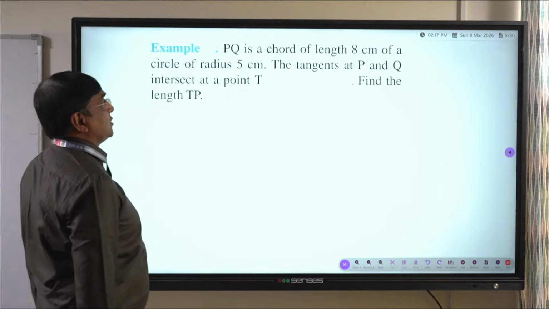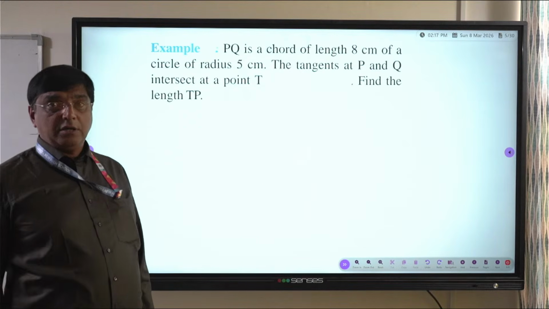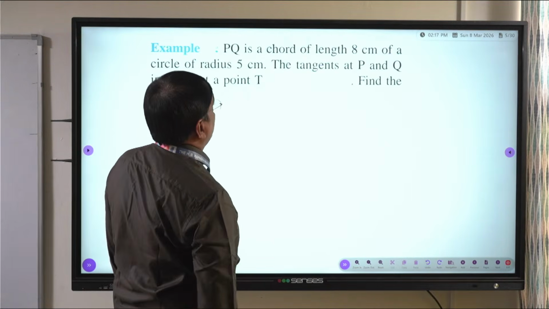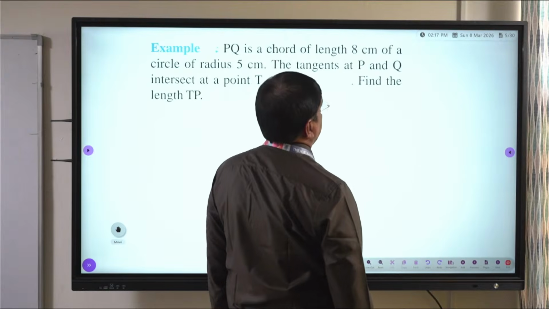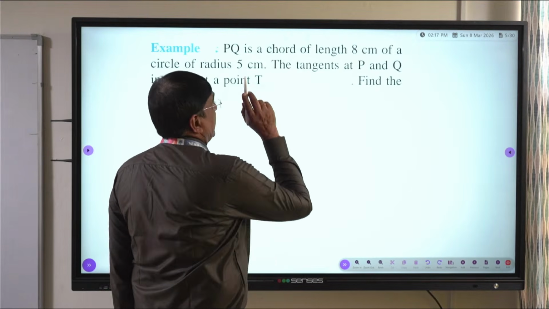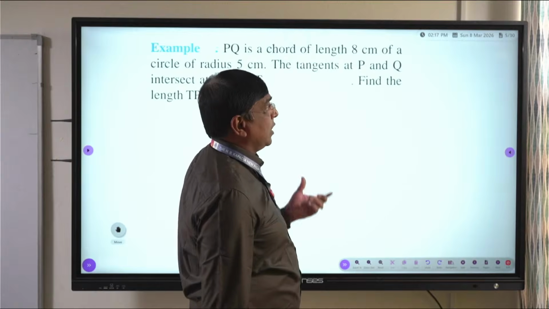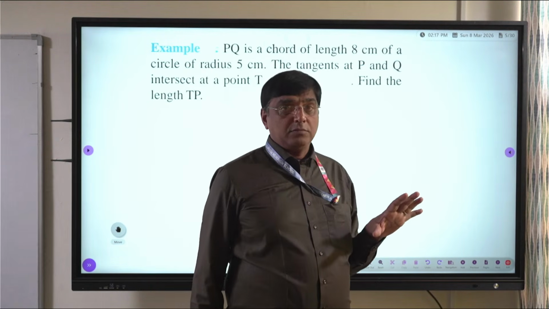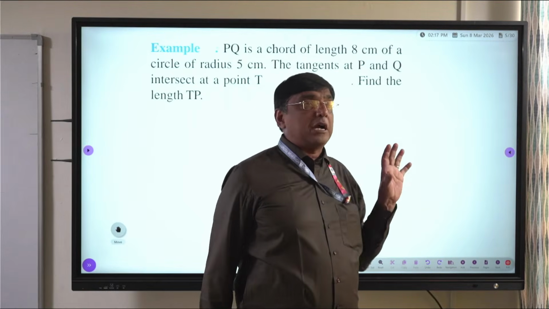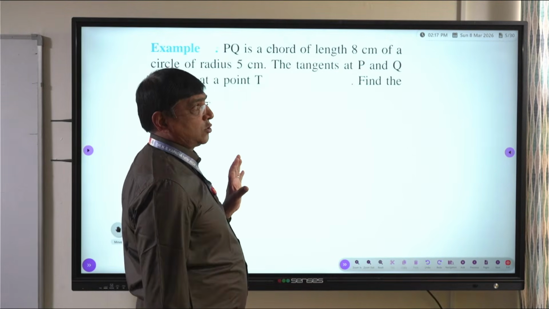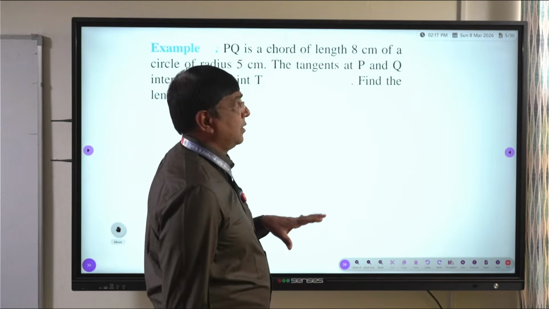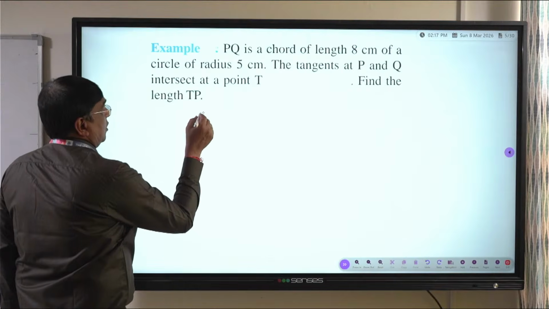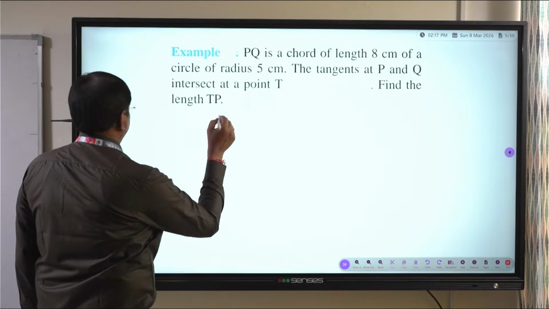Next doubt. It is of the same chapter 10, circles, illustration 3. Given that PQ is a chord of length 8 cm of a circle of radius 5 cm. First of all, in this sum, the diagram is not given, and in the exam also generally the diagram will not be given. So you have to draw the diagram. PQ is a chord of a circle of length 8. Sorry.